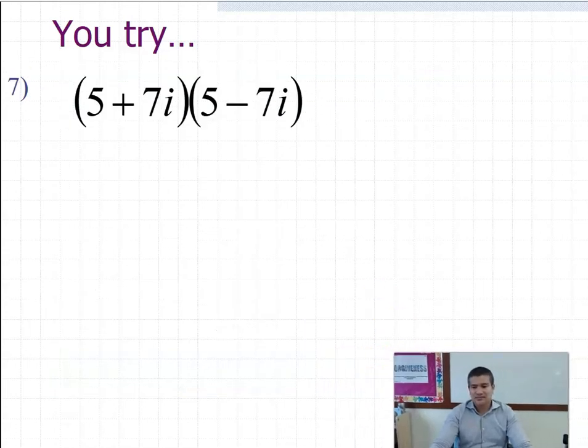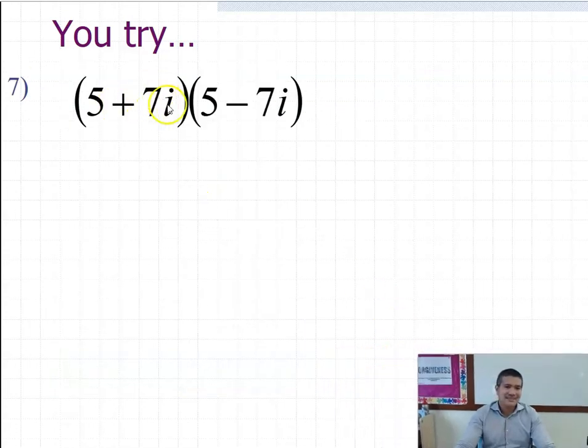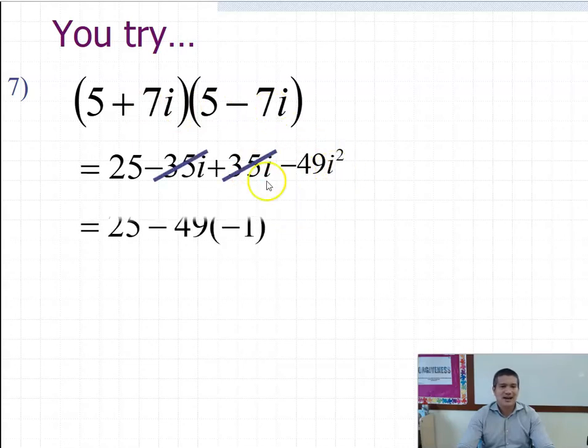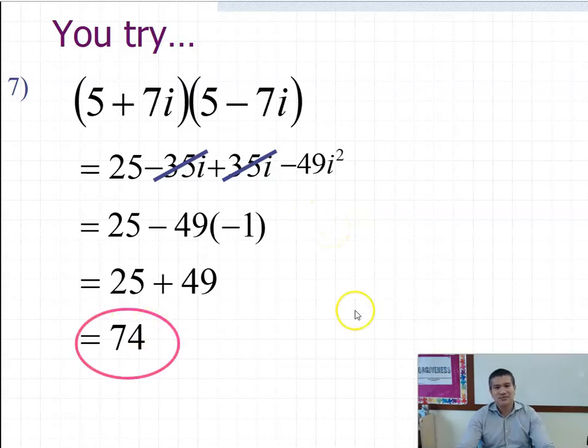Next, we have 5 plus 7i times 5 minus 7i. So this one is almost the same as difference of two squares, right? Therefore, you will have a squared minus b squared. That will give us 25 minus 35i plus 35i and then minus 49i squared. Therefore, you will have to cancel out those, and then i squared is equal to negative 1. Negative times negative becomes positive. Therefore, you will have now equal to 74.